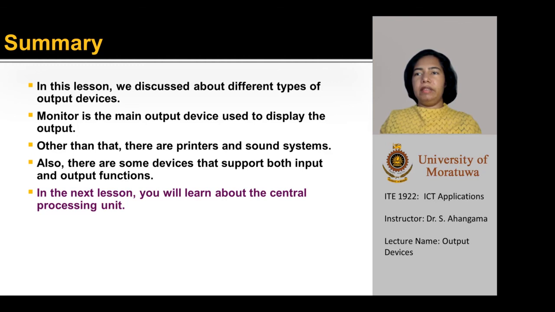To summarize, in this lesson, we discussed different types of output devices. Monitor is the main output device that is used to display the output. Other than that, there are printers and sound systems. Also, there are some devices that support both input and output functions. In the next lesson, we will go through the central processing unit.